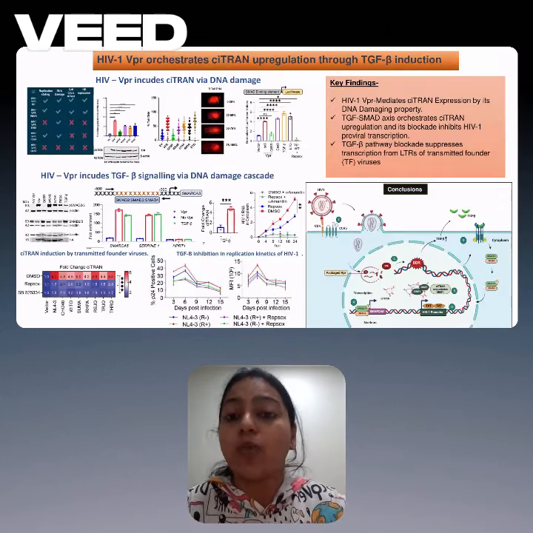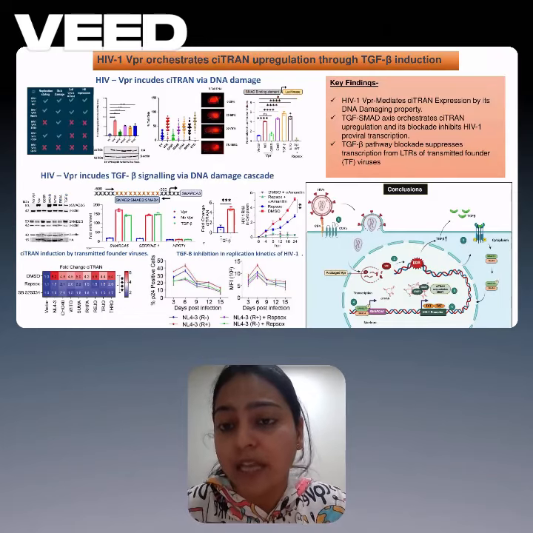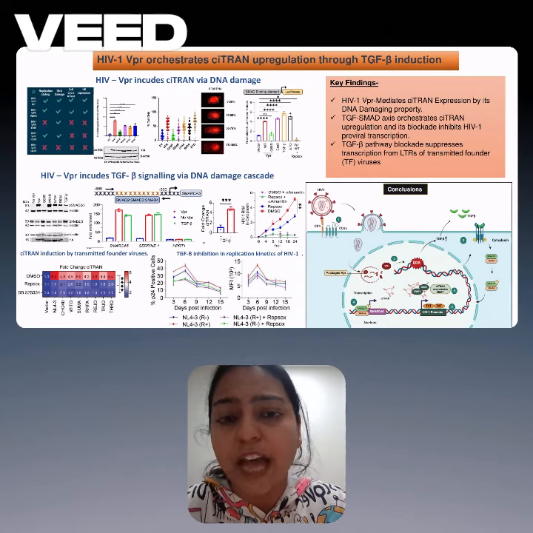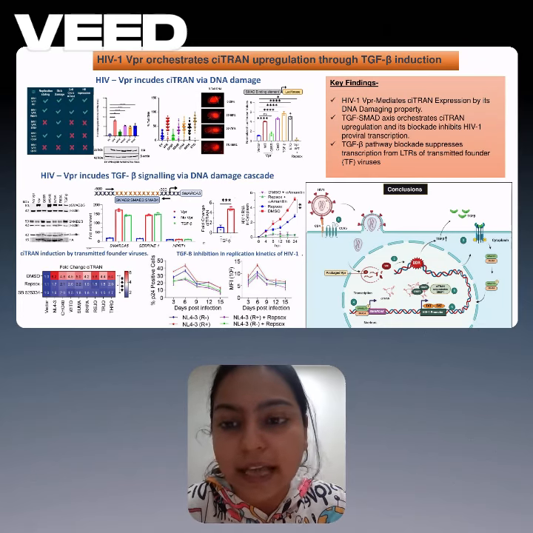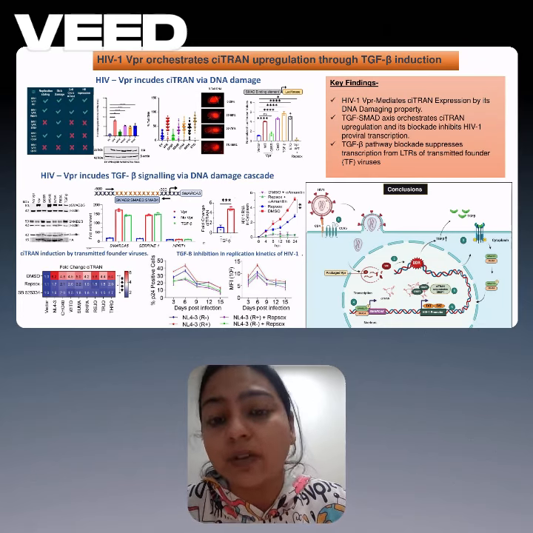We then determined the mechanism behind how HIV-1 Vpr was able to induce this ciTRAN, and we found TGF beta behind the whole signaling cascade. This was further confirmed in the transmitted founder viruses as well.